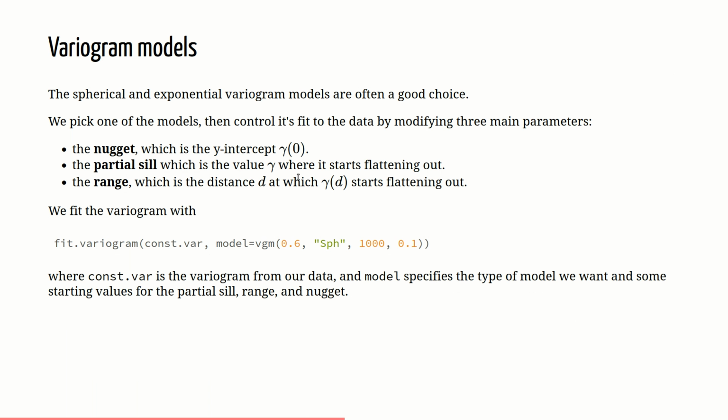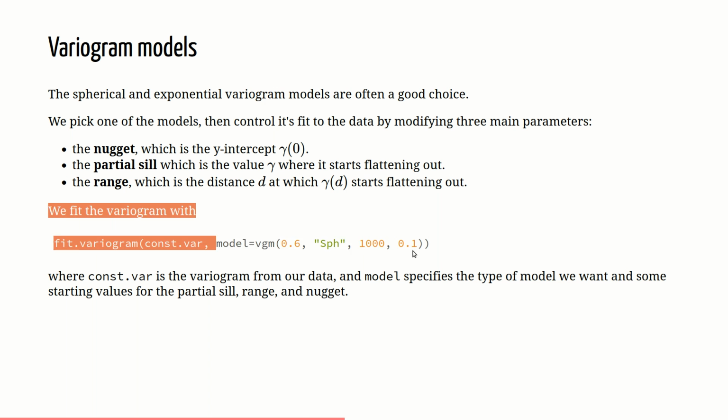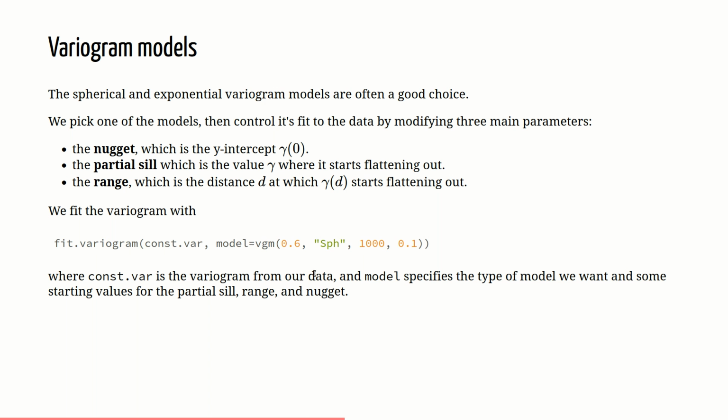And then we can fit the variogram. So to fit the variogram, we give the variogram from our data, and we specify a model. So in our model specification, we tell it what type of model we're using. So here I'm using a spherical model. You give it the sill, partial sill, 0.6. You give it the range, which is 1,000. So start flattening out towards 0.6 at about 1,000, and then you give it the nugget as well. And it will then tune those parameters so that it fits nicely.